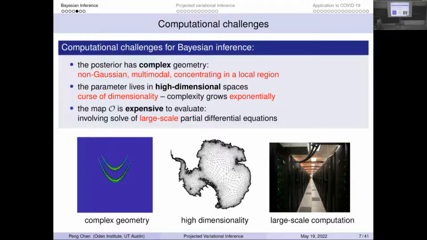And the next one is the map. The parameter-to-observable map could be expensive to evaluate, involving the solution of large-scale, high-dimensional partial differential equations, for instance.